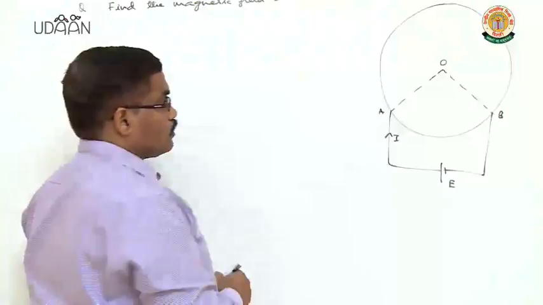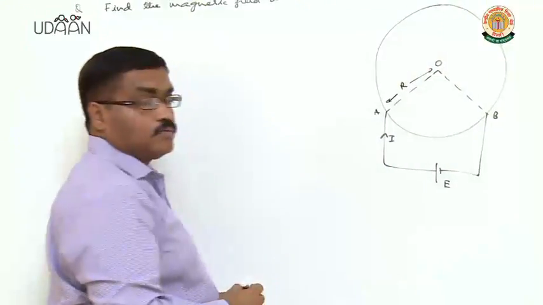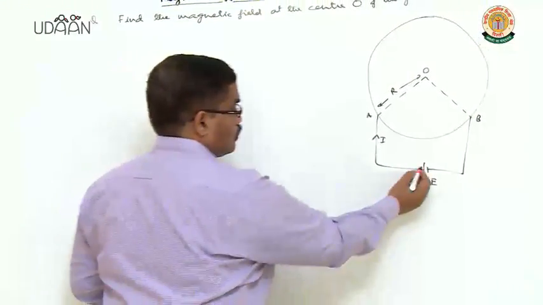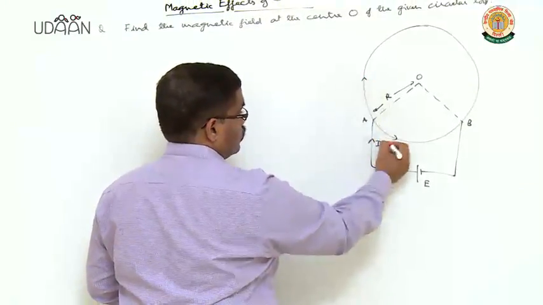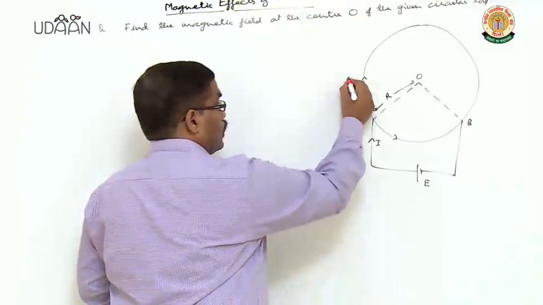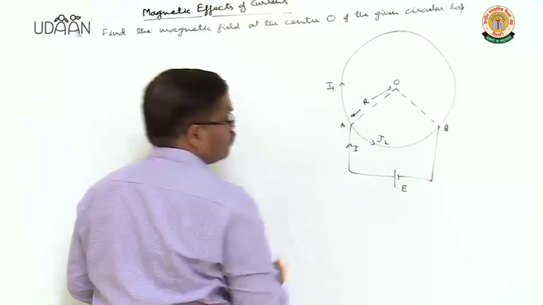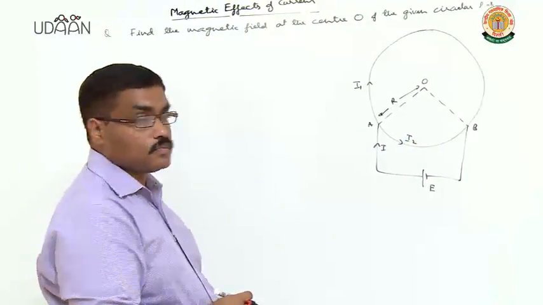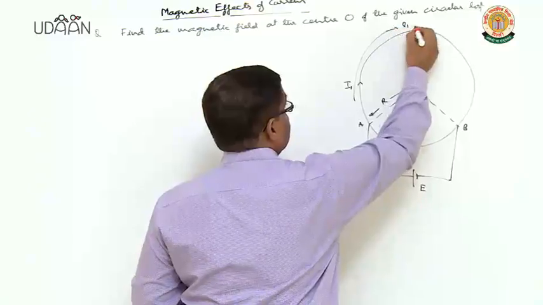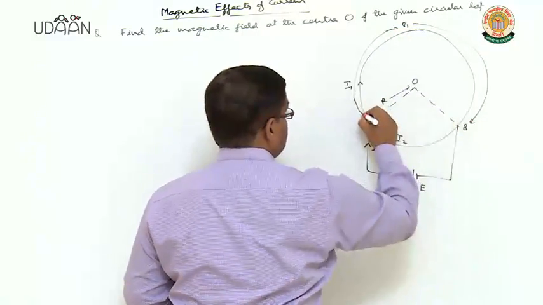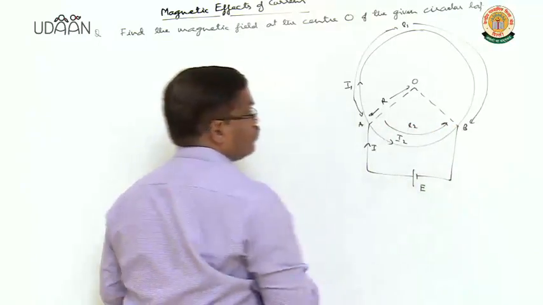Now let me assume that the radius of the circular loop is say R. A current I is flowing into the loop. At this point A, the current branches out into 2. Now let me assume I1 is the current flowing through the upper circular arc. Similarly, I2 is the current flowing through the lower circular arc. Say the upper circular arc has a length L1. So this is L1. Similarly, the inner loop has a length, say, L2.